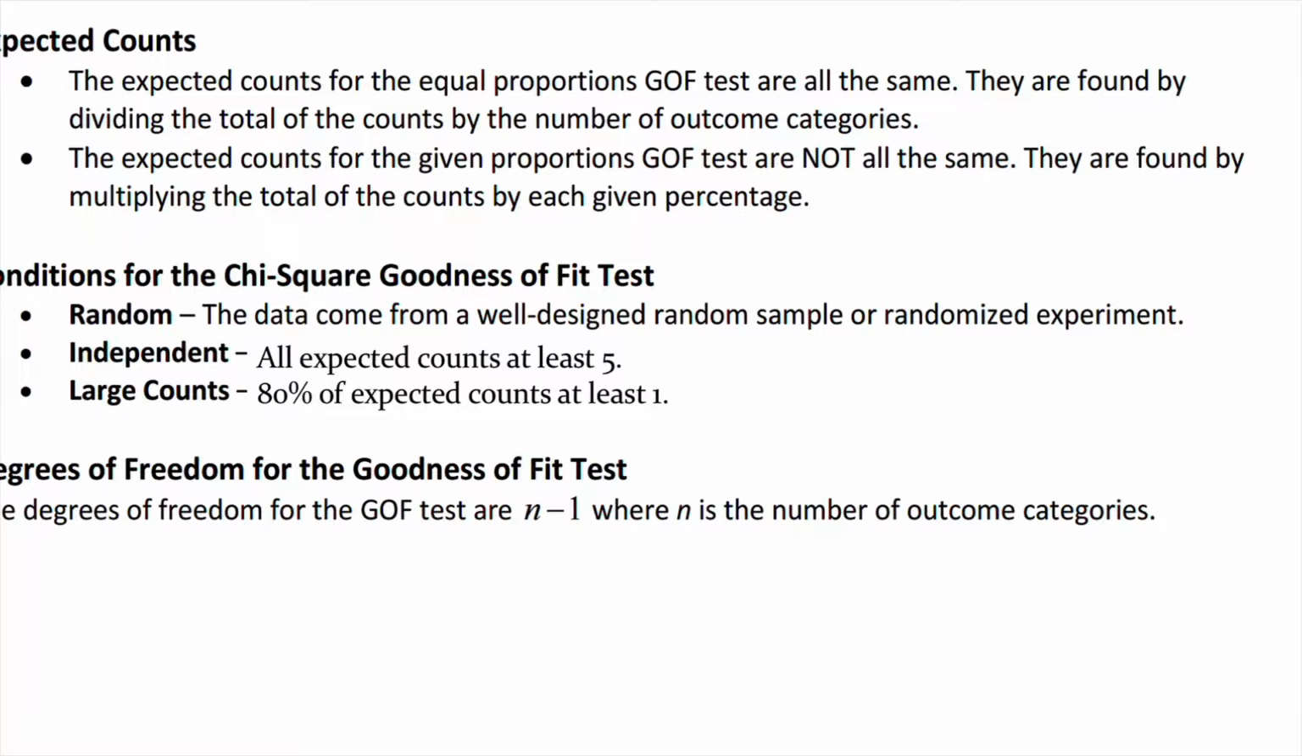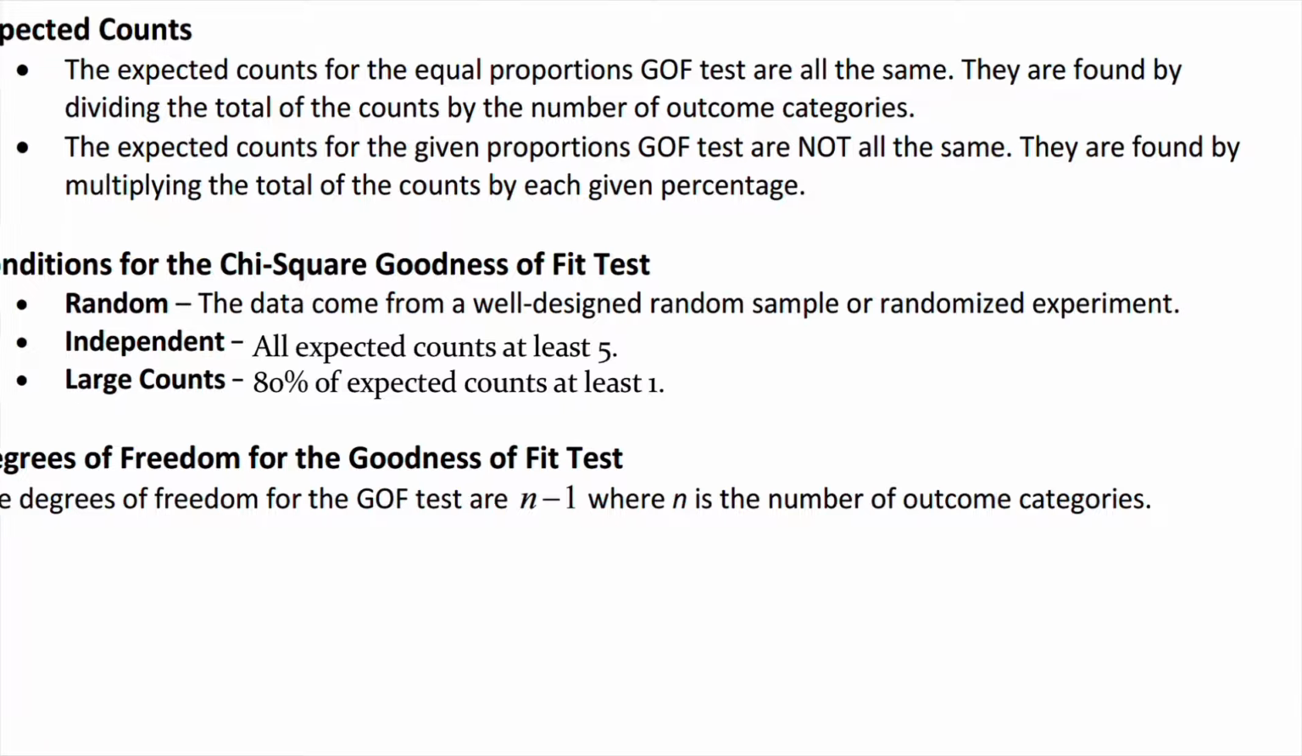Large counts: 80% of them are at least 1. And you can combine them together. You can actually combine these together, because if all of them are at least 5, then 80% are at least 1. Degrees of freedom is n minus 1, where n is the total number of outcome categories. However many categories there are.